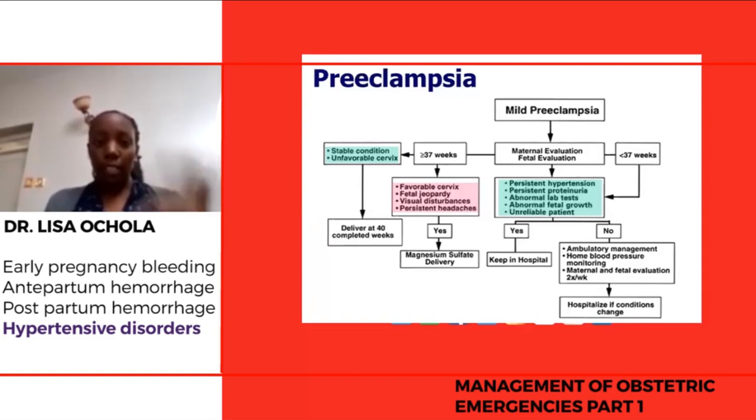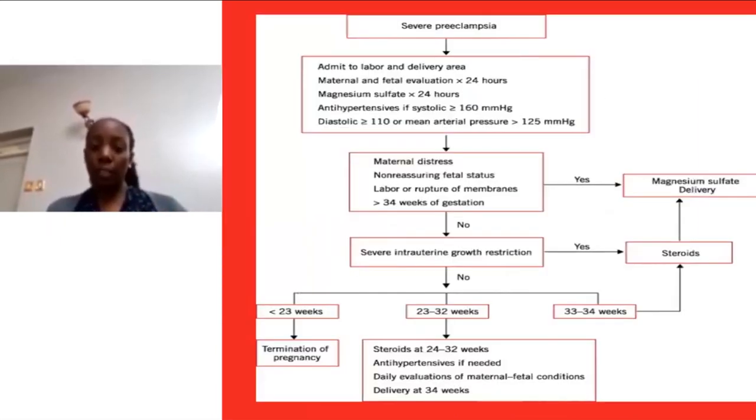So that's just in a nutshell. When we look at severe preeclampsia, and like we said, where there's thrombocytopenia, elevated liver function tests, you find there's pulmonary edema, or they have cerebral symptoms and so on. This is a patient that you admit. You have to evaluate the mother and the fetus.